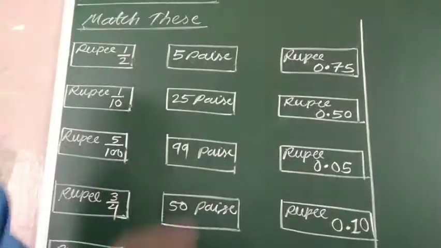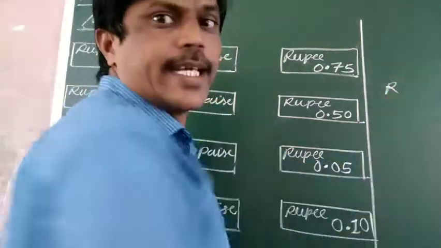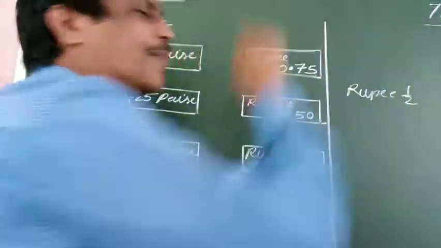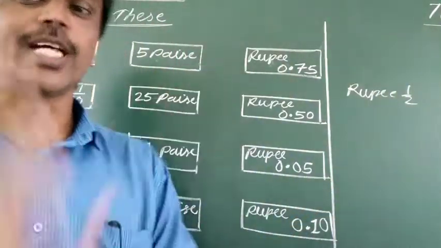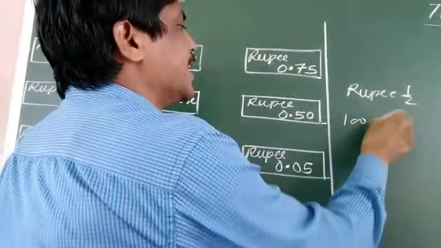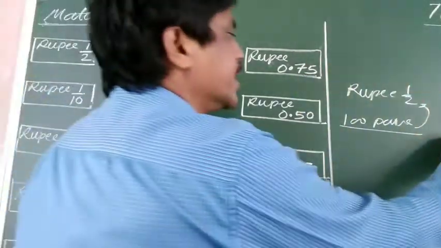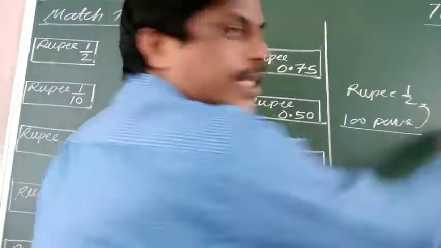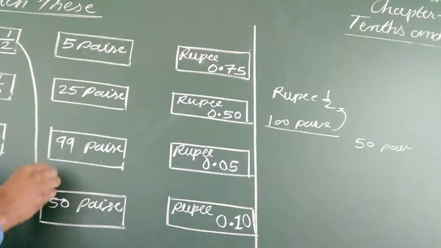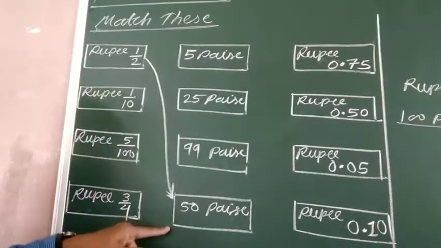First of all, we have to match this box with this one. So see, it is rupee 1 by 2. Dear students, please see here. 1 by 2 is what, beta? 1 out of 2 parts. So 1 by 2 means half. There are 100 paise in 1 rupee, so how many paise will be there in half a rupee? In half a rupee, it is 50 paise. So you can match this one with 50 paise. Rupee half is equal to 50 paise.